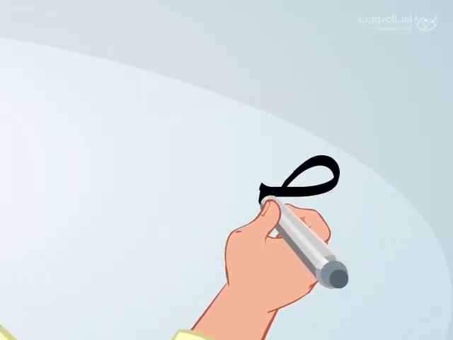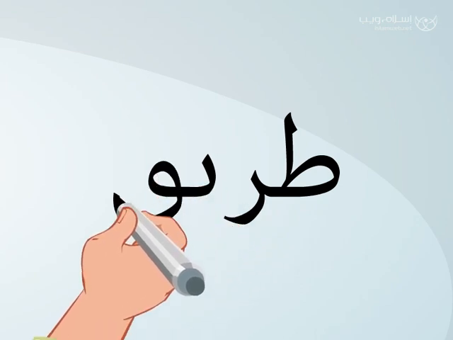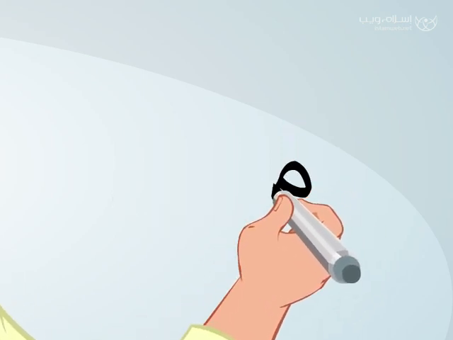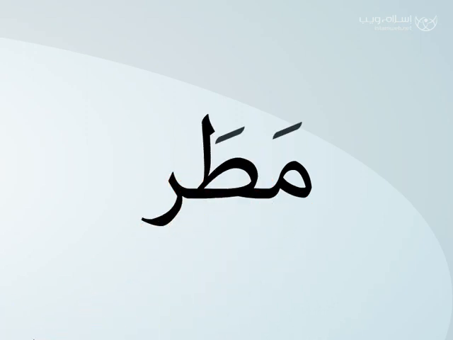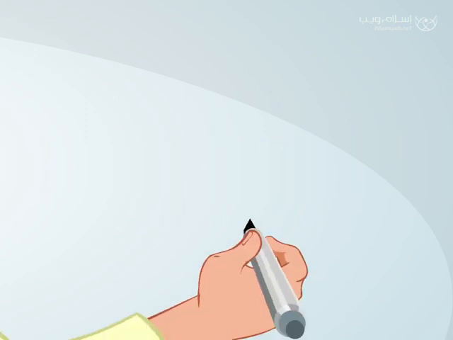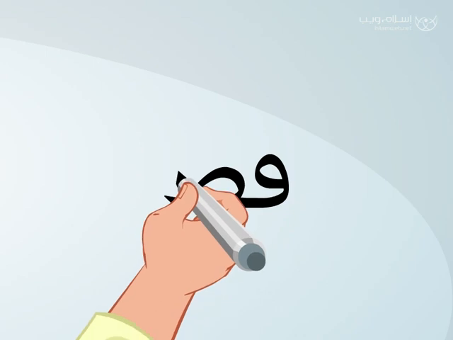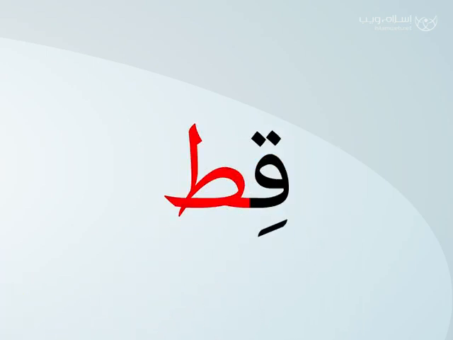This is how we write ta at the beginning of the word, like this example. طريق, which means road. And this is how we write ta at the middle of the word, like this example. مطر, which means rain. And this is how we write ta at the end of the word, like this example. قط, which means cat.